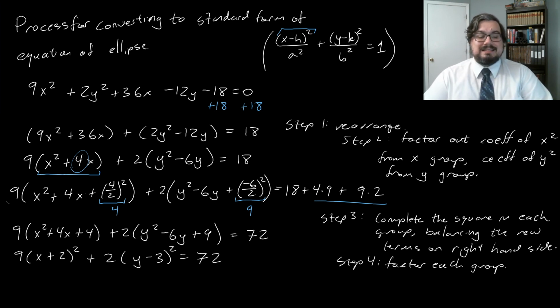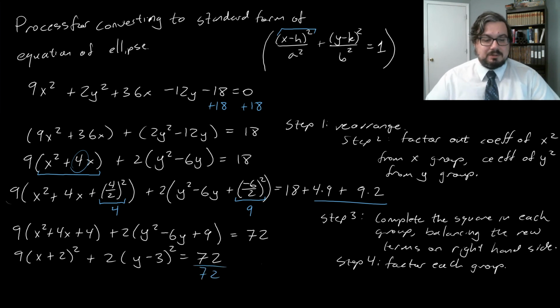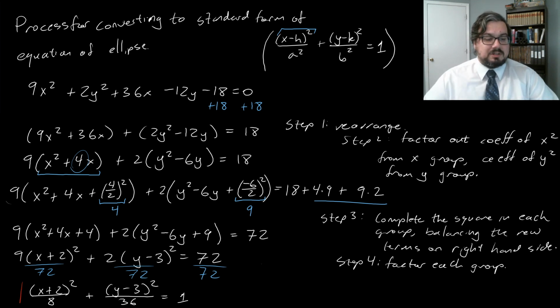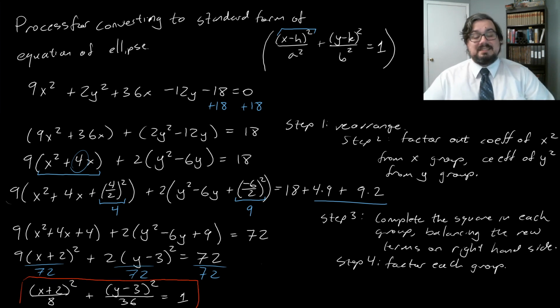We've got the x plus or minus something squared term. We've got the y plus or minus something squared term. The only thing we have left to fix is that we need 1 on the right-hand side. So the last step is to divide both sides by 72. And when we do that and cancel, we get x plus 2 squared over 8 plus y minus 3 squared over 36 equals 1. And now we do, in fact, have the equation of an ellipse in standard form. So we can read some things off of this immediately.